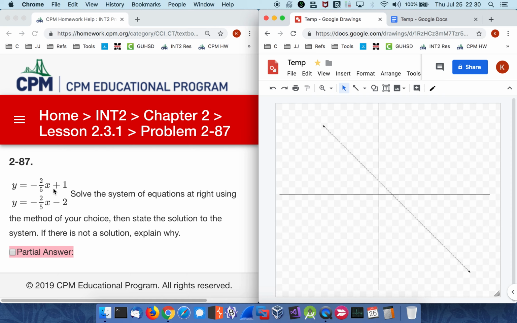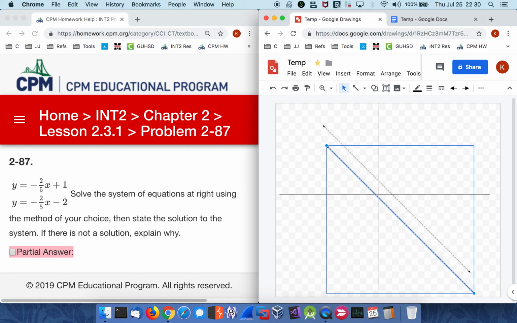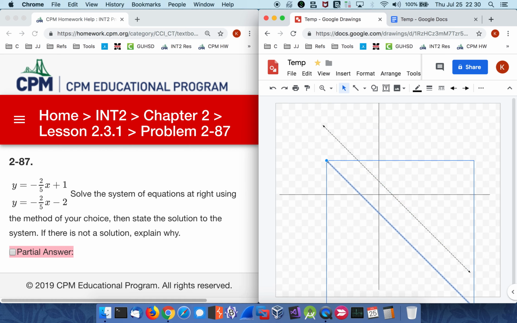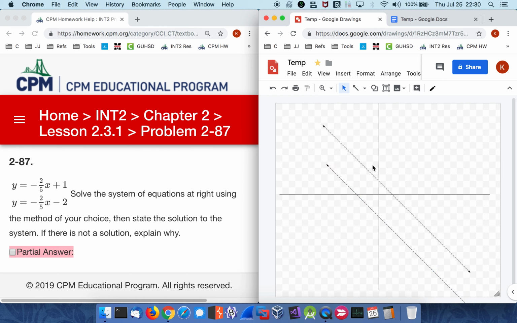And how do we know that? Because if you set x to equal 0, then y equals 1, because 0 times negative 2/5 is 0, so y equals 1. So that's how we know it intersects at 1. But then the other line has got the same exact slope, but it intersects at y equals negative 2. So it's basically this same line, but now it's going to move down and intersect at y equals negative 2. These two lines never intersect because they're parallel, because they have the exact same slope.